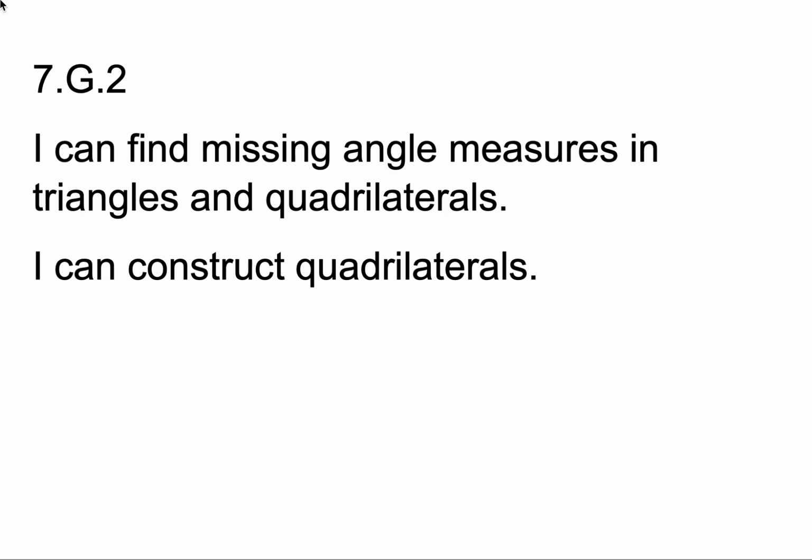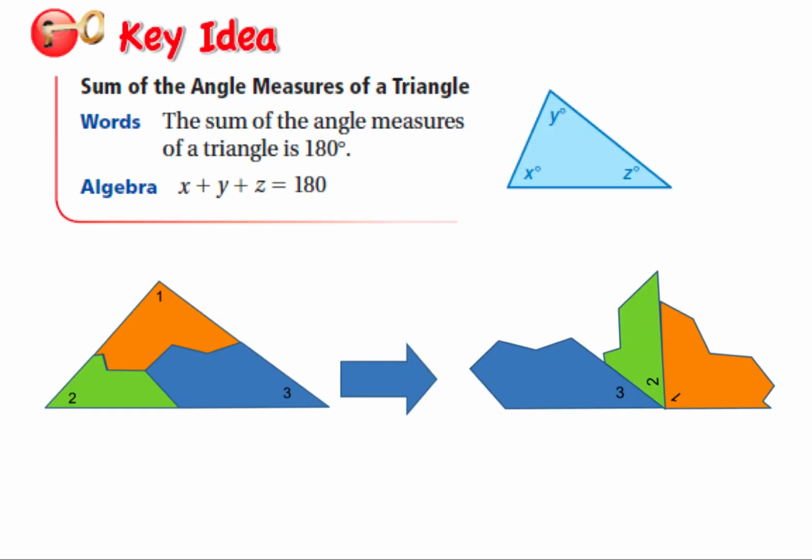Today we are working on lesson 7.3 extension, which is angles and triangles, as well as the 7.4 lesson on quadrilaterals. Our I can statement for today: I can find missing angle measures in triangles and quadrilaterals, and I can construct quadrilaterals. All right, so we're going to start with the extension, which is looking at angles in triangles.